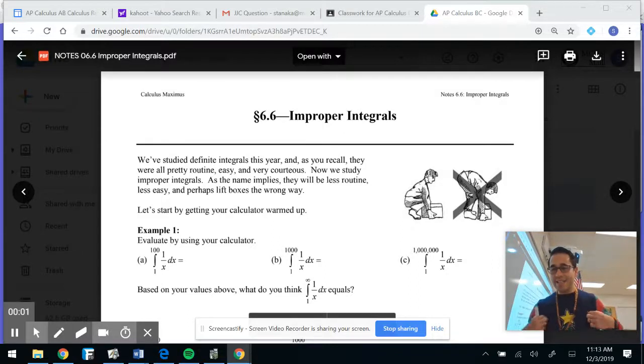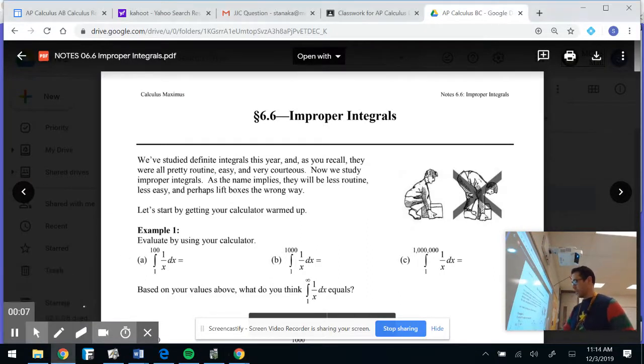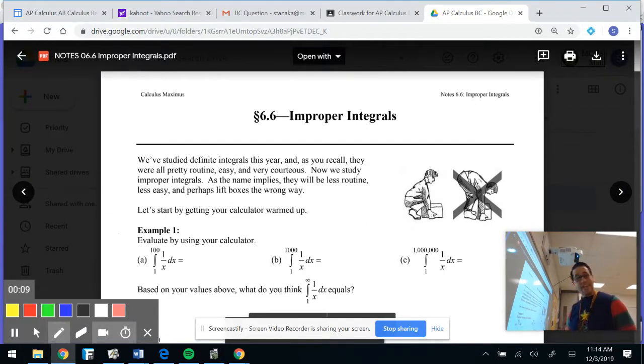Aloha class, ugly sweater day here at MCHS BC. Here we go. Improper integrals. Okay, that means integrals that are improper.